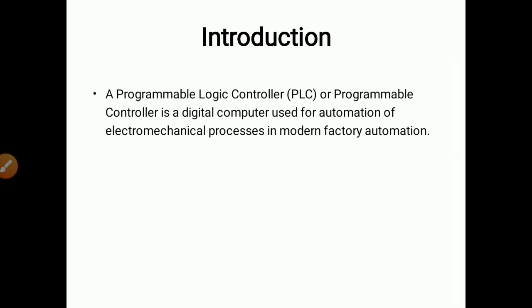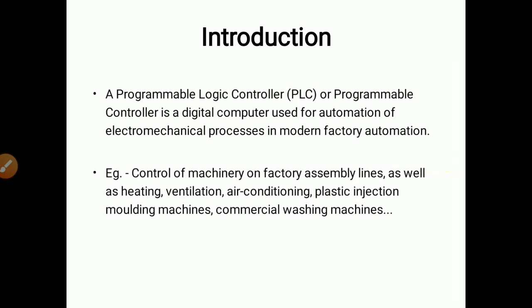these electromechanical processes. For example, you can see the control of machinery on factory assembly lines. There are many machineries available on factory assembly lines, and these machineries are controlled with the help of PLCs, as well as heating, ventilation, air conditioning processes. Plastic injection molding machines are also controlled. Some commercial washing machines are also automated with the help of PLCs. You can check in your house, there is an automated washing machine which is fully automated with the help of PLC. Like this, there are many examples of PLC.